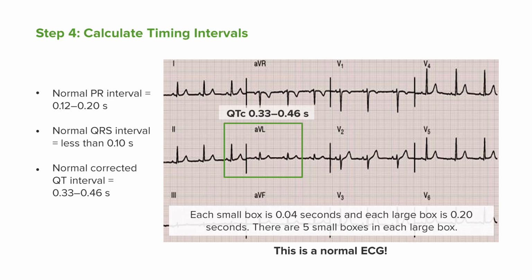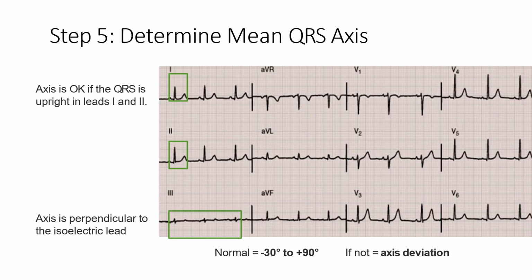Then the timing intervals. Each interval has its own normal values. The PR interval is 12 to 20 milliseconds. Then the normal QRS is 10 milliseconds. The normal corrected QT interval is 33 to 46 milliseconds.